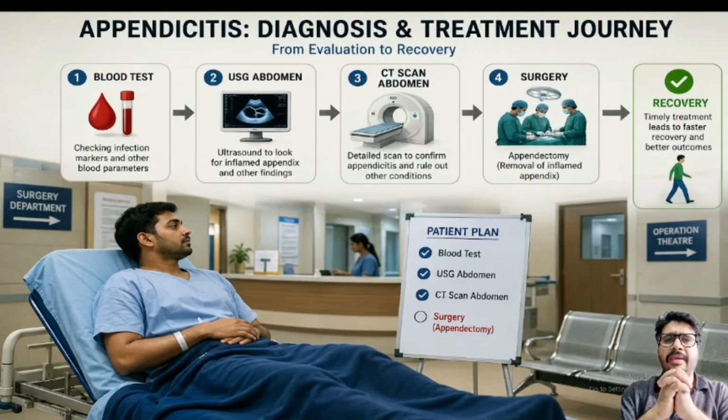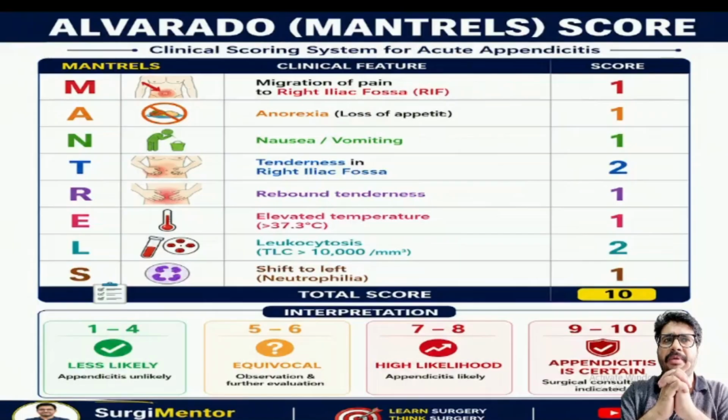So everything is having scoring of 1 except tenderness and the leukocytosis. Tenderness carries 2 and the leukocytosis carries 2, and the total scoring is 10. And if a patient is having the scoring of 1 to 4, the diagnosis of appendicitis is less likely. You can think about other diagnosis.